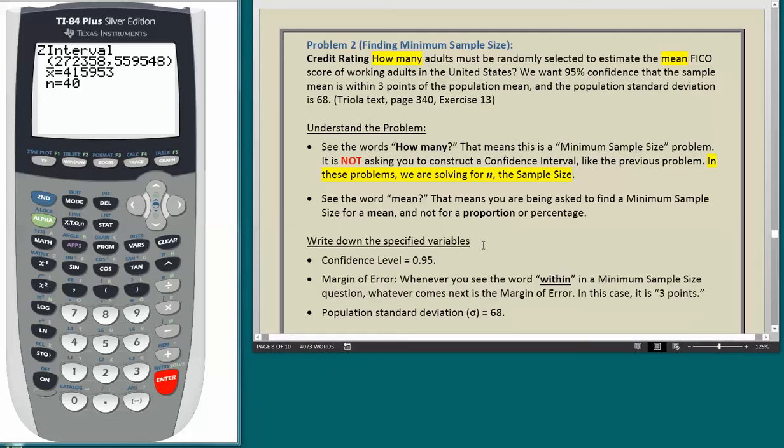Now we're going to write down what I call the specified variables. The confidence level. You see here it says we want 95% confidence, so the confidence level is 0.95. Now the margin of error, we need to write that down. Whenever you see the word within in a minimum sample size question, whatever comes next is the margin of error. You see this word within right here? There it is. Whatever comes next is the margin of error. In this case, it's 3. So there you go. It's 3 points. The population standard deviation they're giving us is 68.